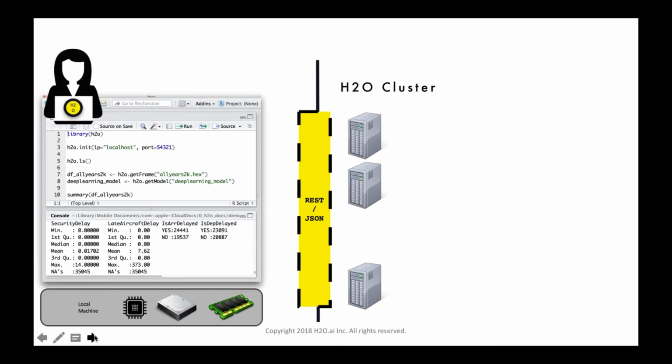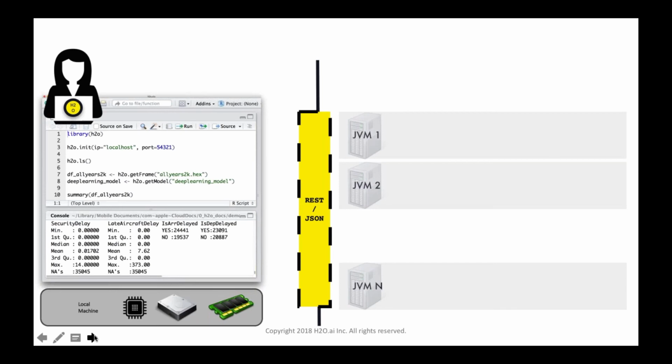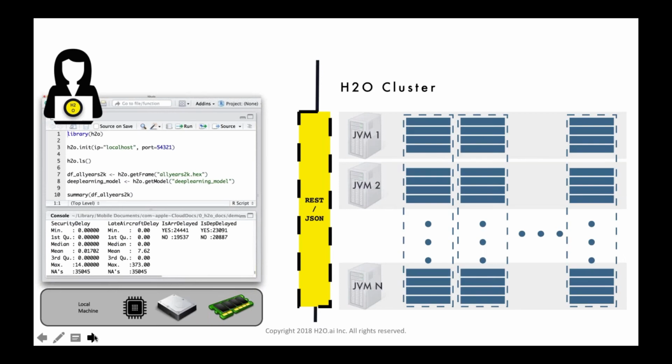So this H2O cluster in this case could be multiple machines, multiple JVMs. The data will be distributed across that cluster, and it will be using a REST API to send commands to that H2O cluster. Nothing is actually going to happen on R or Python. This is really great when you have very large data that won't fit into your local computer.